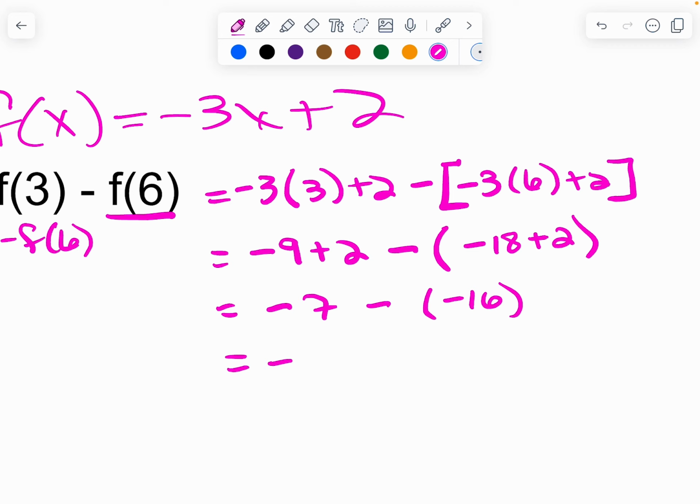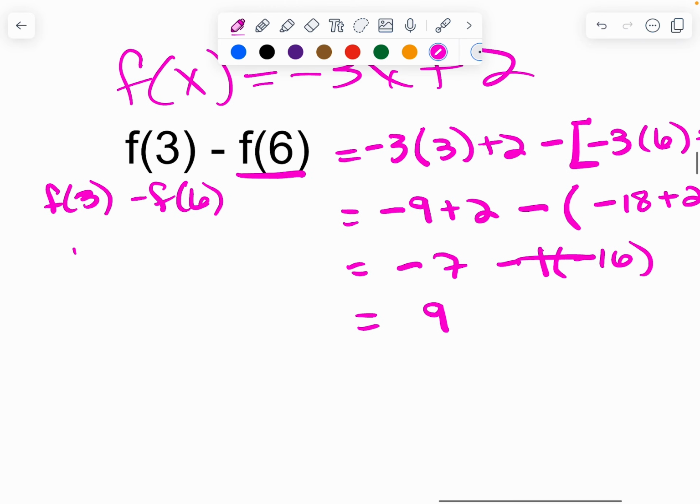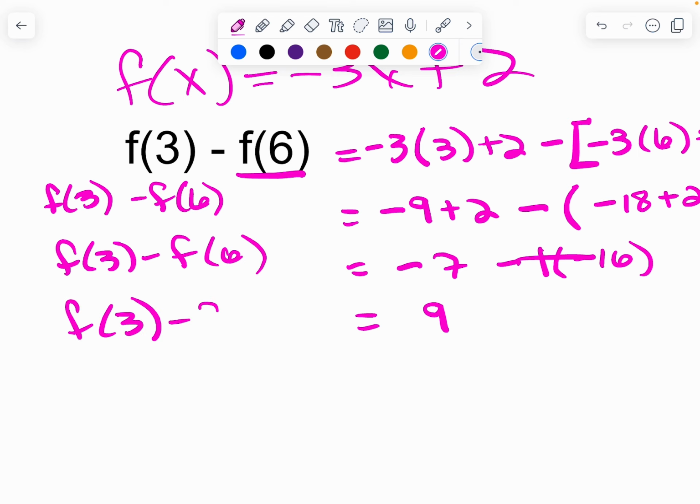So, oh, this is not going to be negative. Okay, so that's going to be 9. And I should have written this on the side. And there we go.